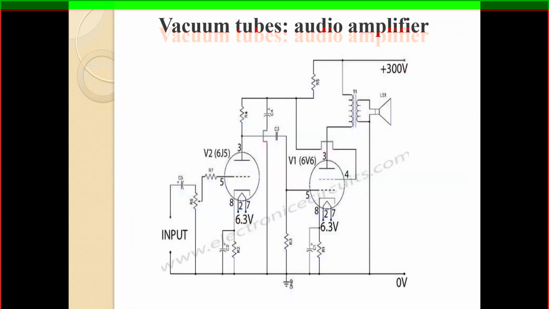Vacuum tubes of the audio amplifier. This is the input. You can see here, with respect to the bypass capacitor C5, the grid is connected to the resistor RG, the grid resistor. If current is passing through the supply voltage, the resistance can be used for controlling the current. And capacitors can be used here for the storage of the voltage.